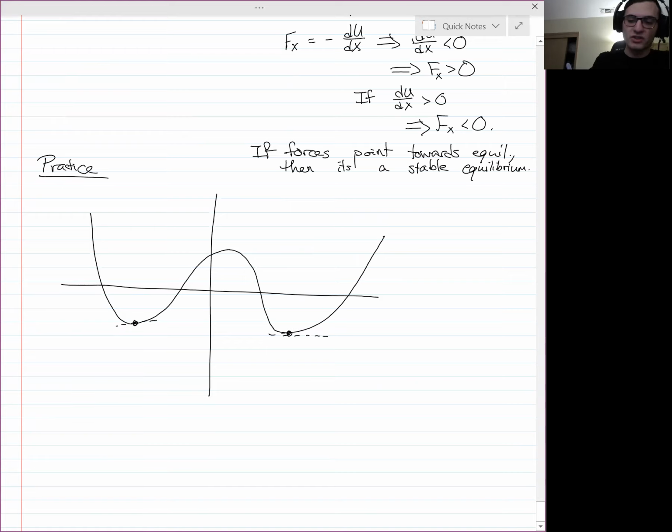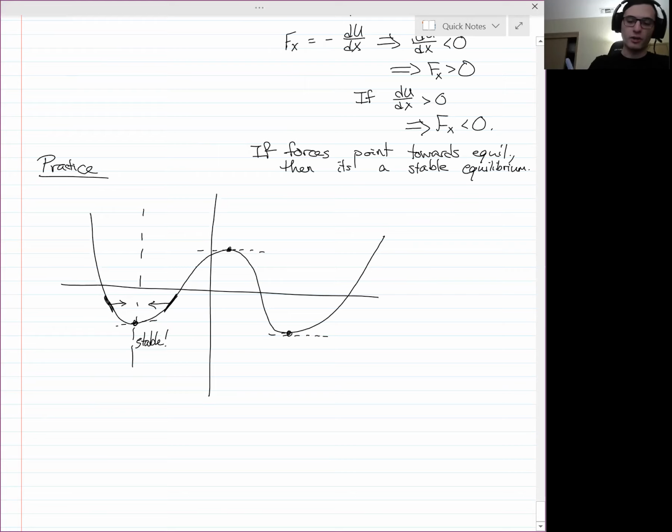Here, and we have another equilibrium here because the slope is 0, right? So over here at this point, the slope is negative. So that means that the force is to the right, and the slope over here is positive, so the force is to the left. So this is a stable equilibrium.